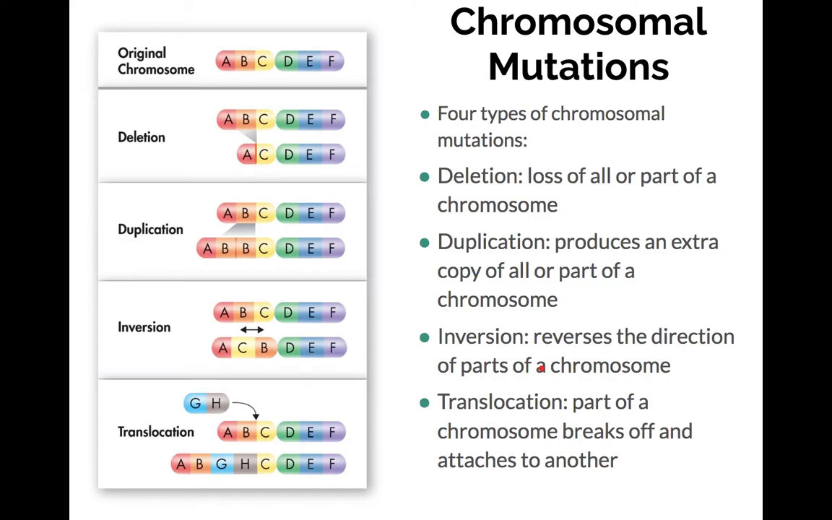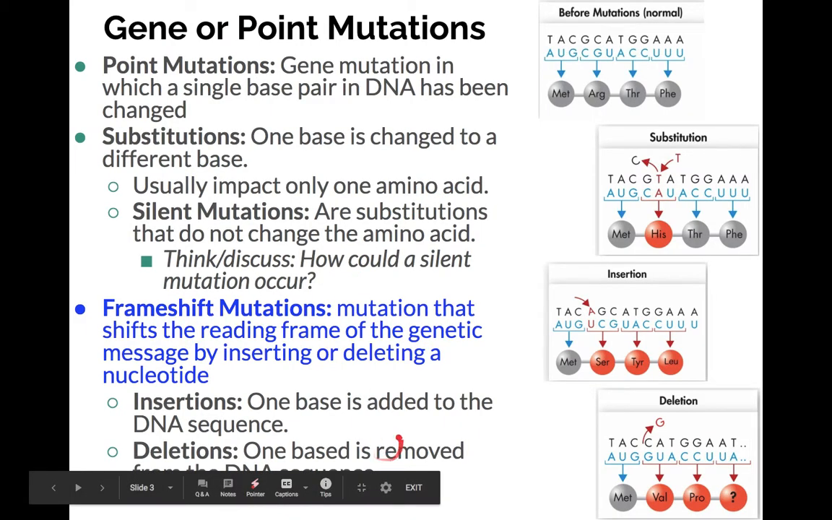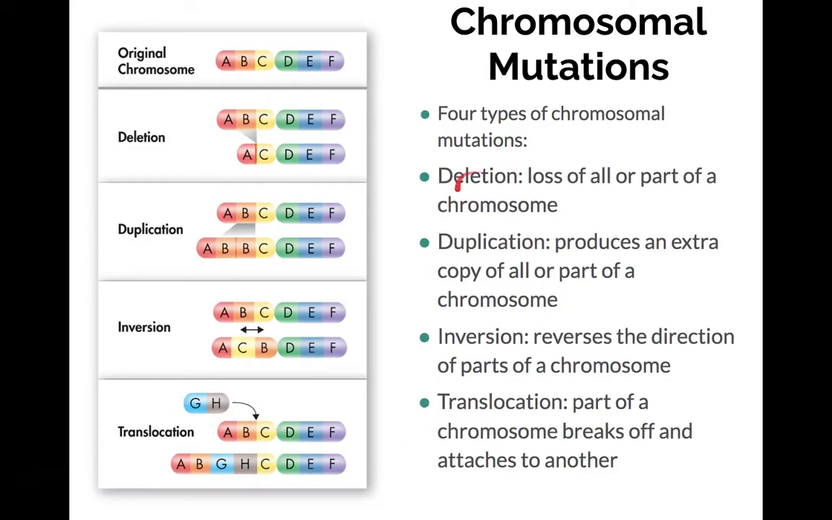So then we also have our chromosomal mutations. There are 4 different types. And remember, these are affecting whole chromosomes. So even though we have here things like deletion, remember that's different than this deletion, right? Because this is referring to one base. This is referring to a whole piece or part of a chromosome. So that's the difference between gene or point and chromosomal mutations. Our 4 types are deletions, duplications, inversions, and translocations.